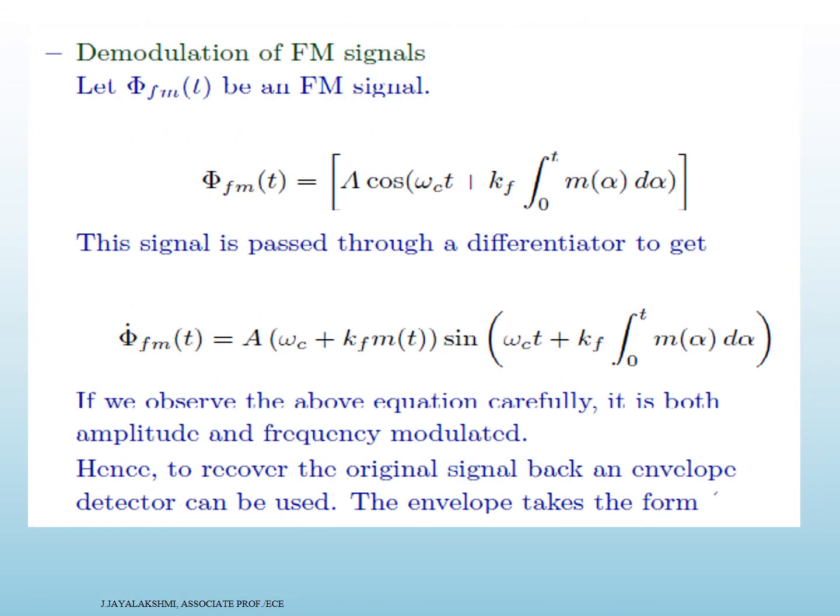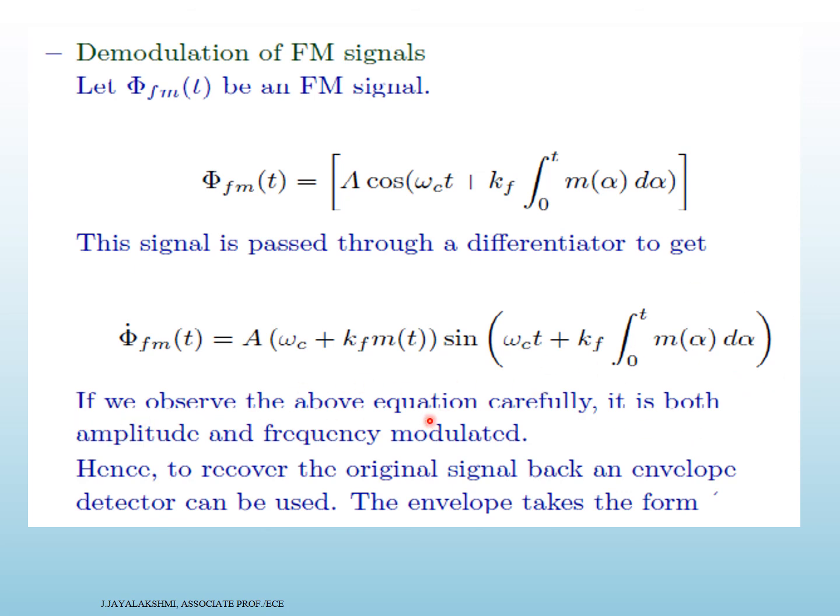Now, we will see how to demodulate the FM signal. Let phi FM of t be the FM signal. So, this is going to be your FM signal: A cos of omega c t plus Kf integral 0 to t m of alpha d alpha. You are going to pass this signal to a differentiator. You take the differentiated signal as phi dash FM of t, and you differentiate this with respect to t.